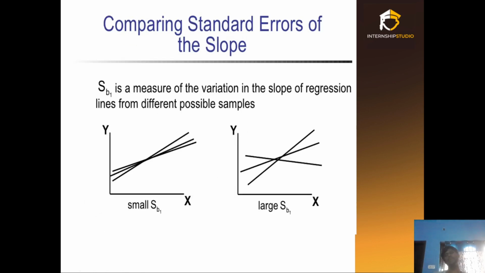And comparing the standard errors of the slopes, SB1 is a measure of the variation in the slope of regression lines from different possible samples. So if SB1 is small, you can see the different set of models and the possible variations, and if it is large, you can again see the set of possible samples here.